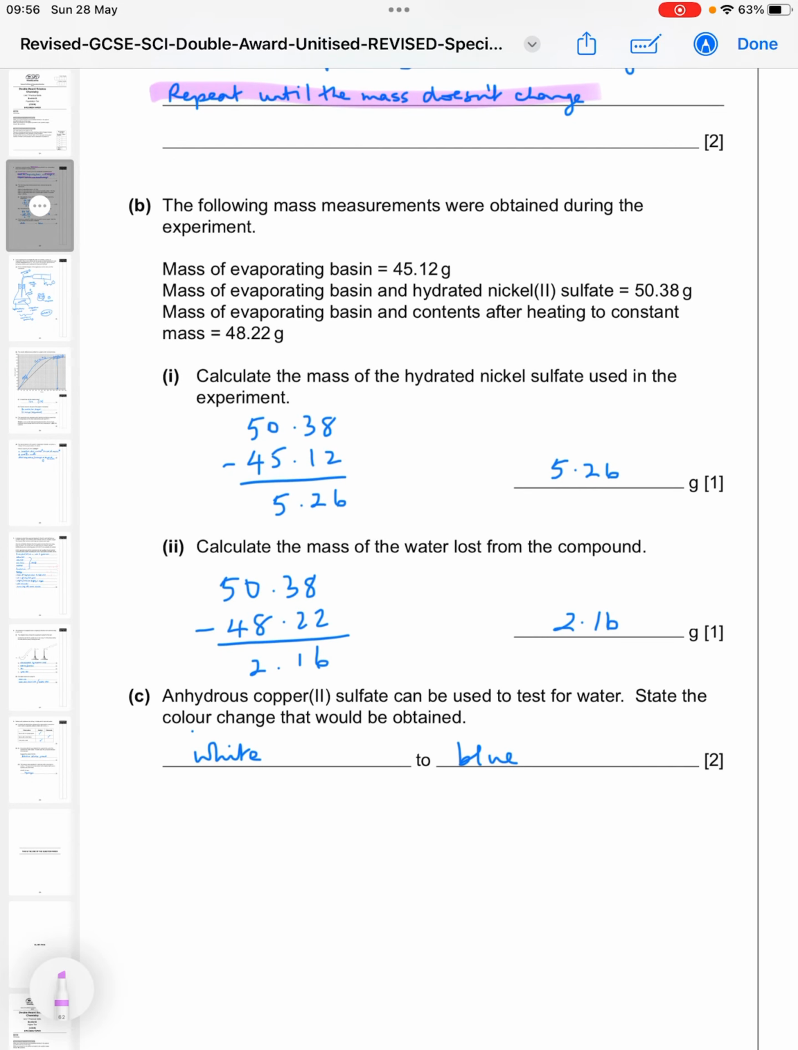The following mass measurements were obtained during the experiment. So the mass of the evaporating basin was 45.12, the basin with the hydrated salt 50.38, and with the contents after heating to constant mass 48.22. So calculate the mass of hydrated nickel sulfate used in the experiment. So you're taking the 50.38, take away the 45.12, that's the mass of the evaporating basin with the hydrated sulfate, taking away the mass of the evaporating basin, which gives us 5.26 grams.